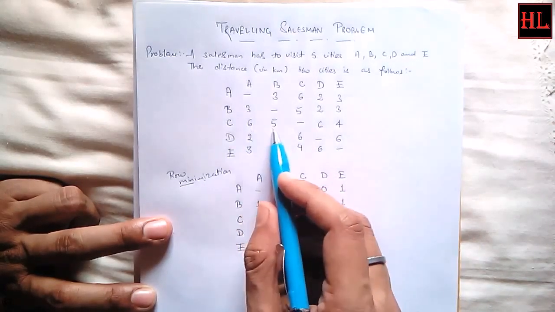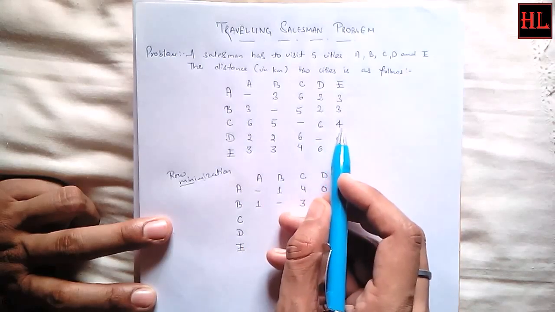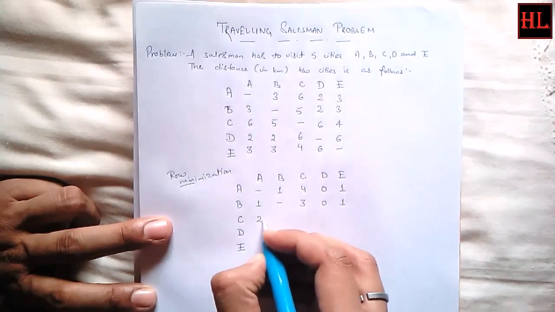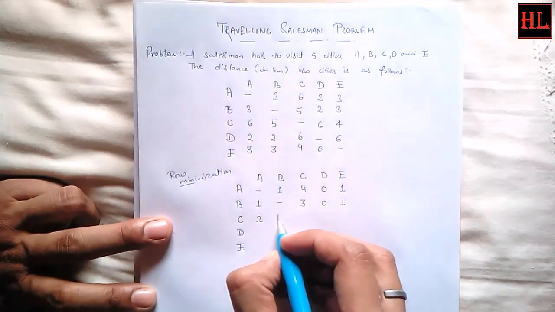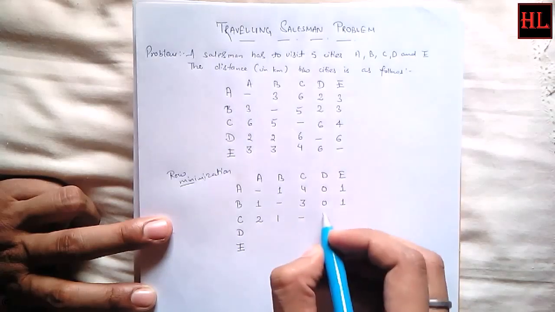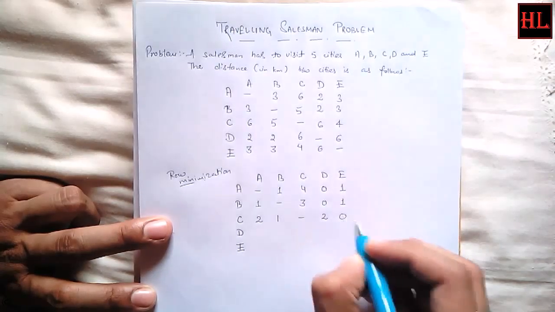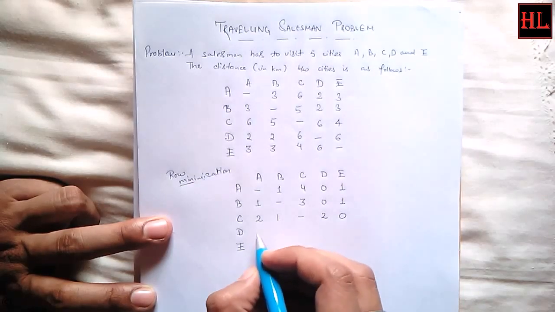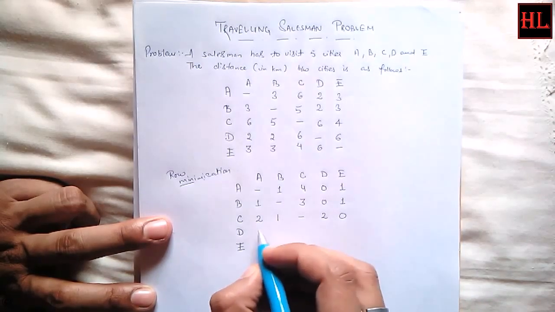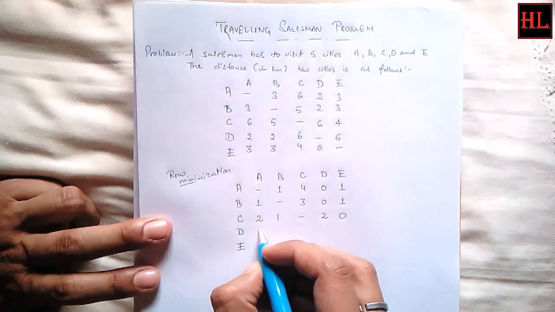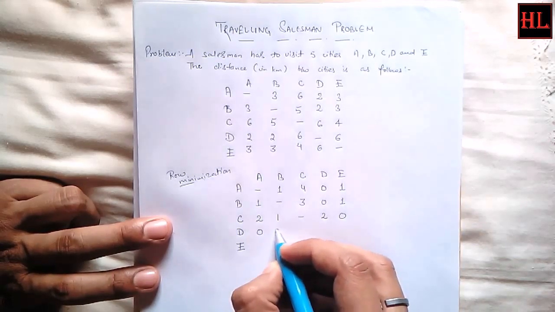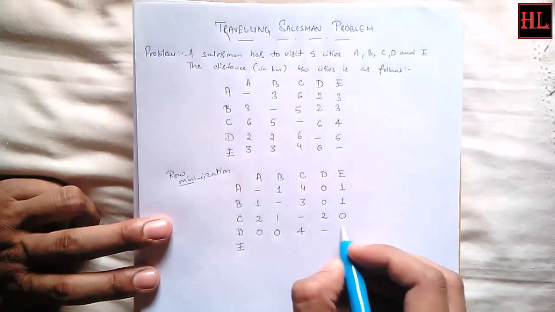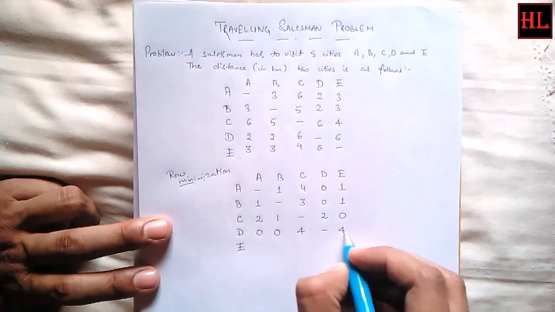Similarly for row 3, the minimum element is 4, so we'll subtract 4. Like 6 minus 4 is 2, 5 minus 4 is 1. Here we'll put a dash, and 6 minus 4 is 2, and 4 minus 4 is 0. And for row 4 the minimum element is 2, so we'll subtract 2 from all the members. Like 2 minus 2 is 0, 2 minus 2 again 0, 6 minus 2 is 4, here we'll put a dash, and 6 minus 2 is again 4.